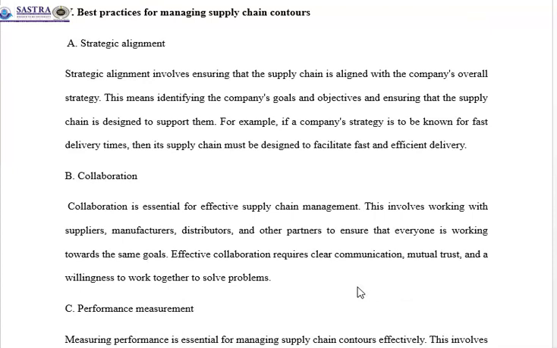Collaboration. Collaboration is essential for effective supply chain management.